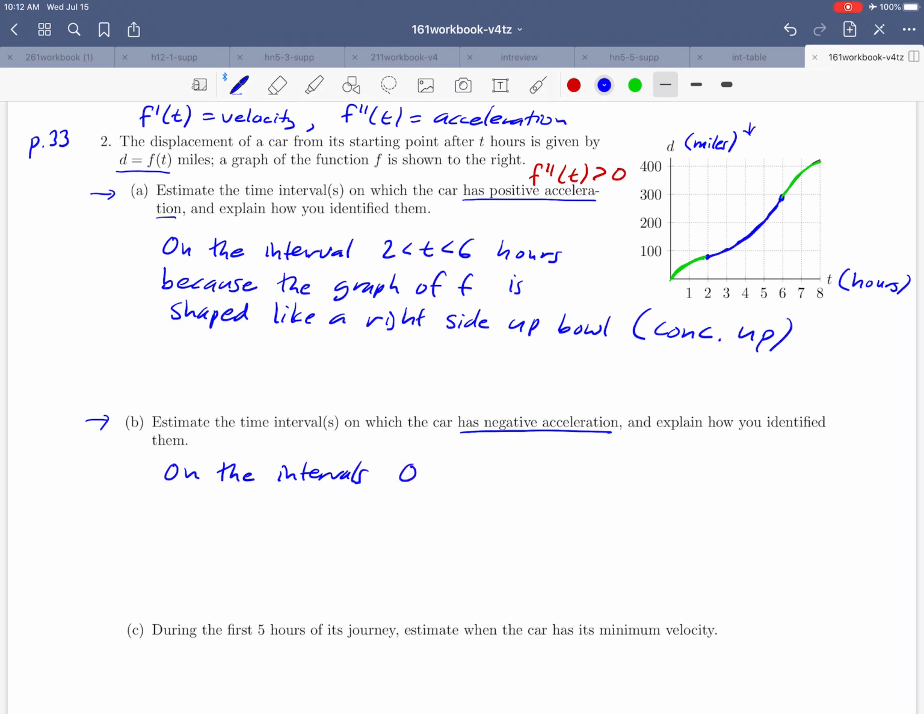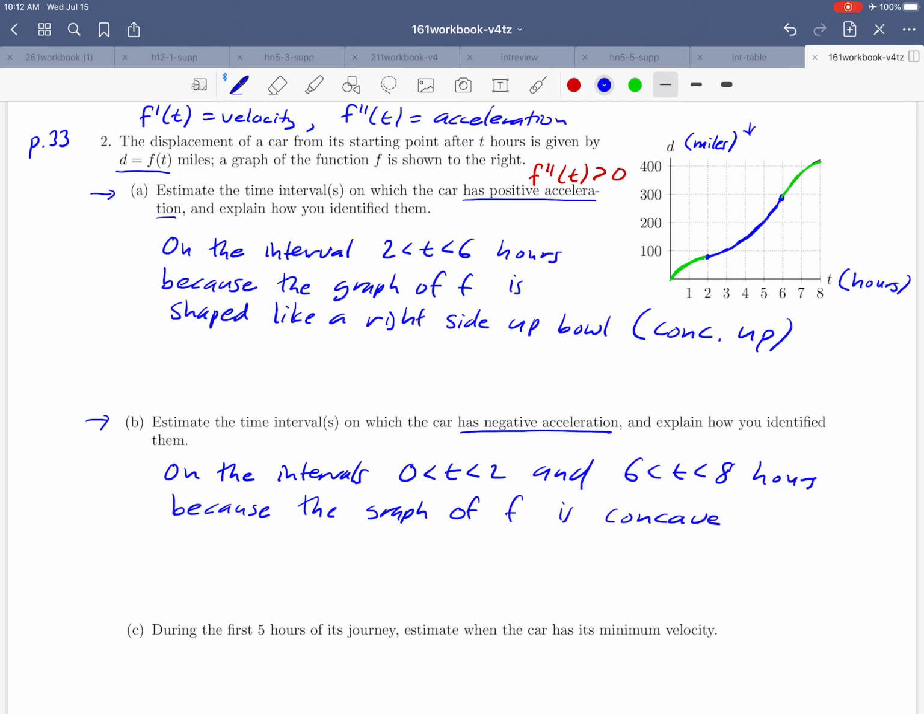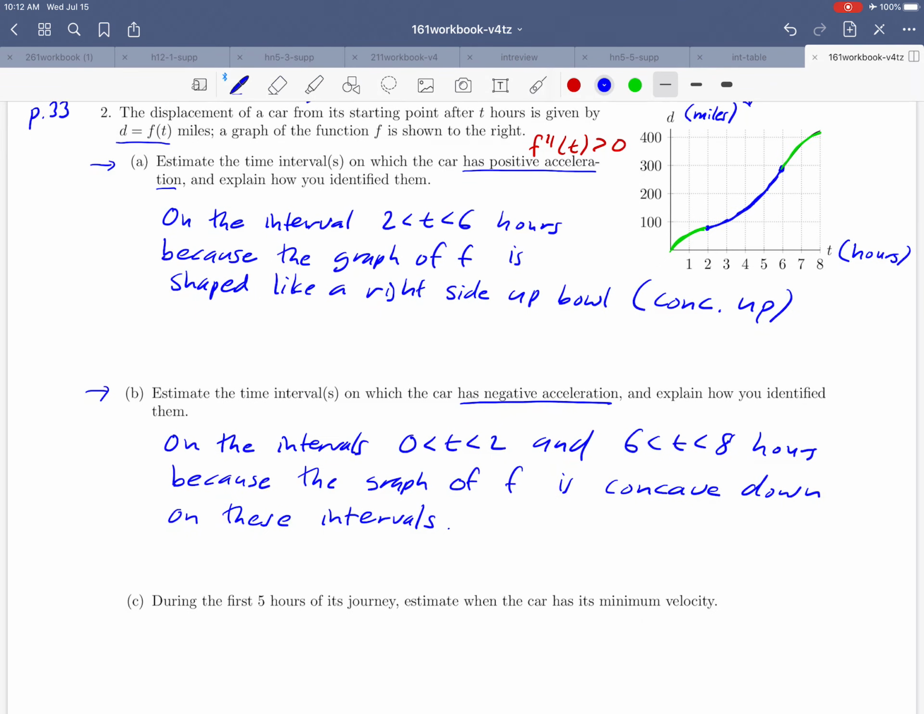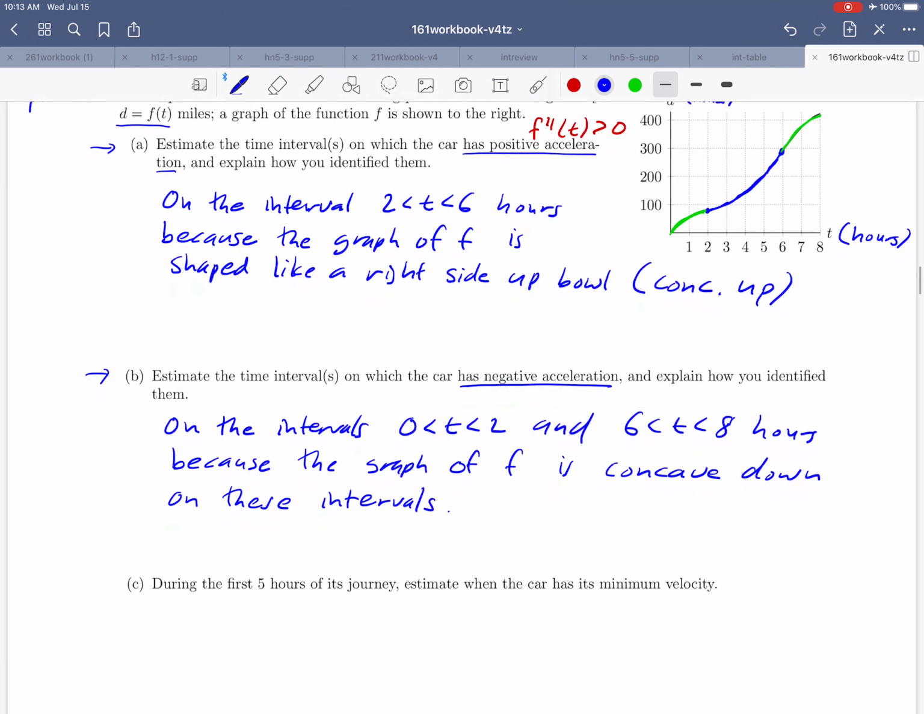Okay, so on the intervals 0 to 2, and whoops, not 2 again, 6. 6 less than t less than 8 hours, because the graph of f is concave down on these intervals. Or maybe it would have been better to say appears to be concave down. We're really just estimating. So again, you might have done this problem and gotten different numbers than I did. That's okay. We're just estimating as best as we can.